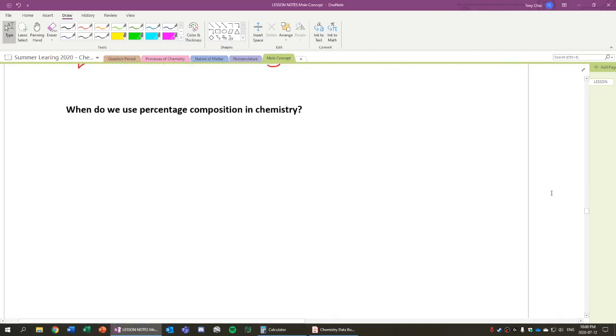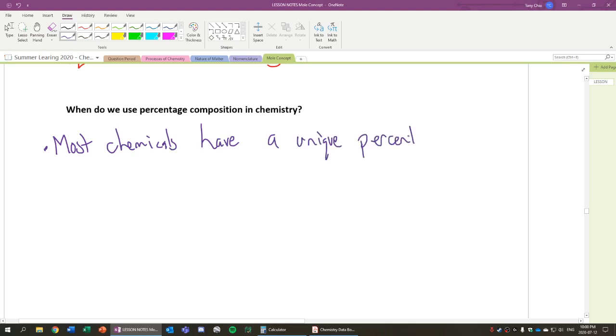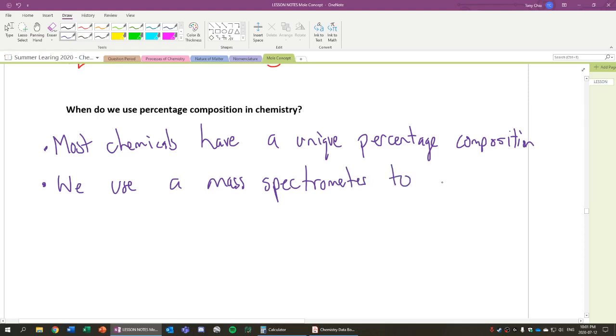So why is this important? Why do we use chemical percentage composition in chemistry? Well, the key thing here is most chemicals have a unique percentage composition. We're going to find out that not all of them do. And that's what our next lesson will be. So because of that, we use a mass spectrometer to give us the percentage composition of unknown elements or unknown compounds.